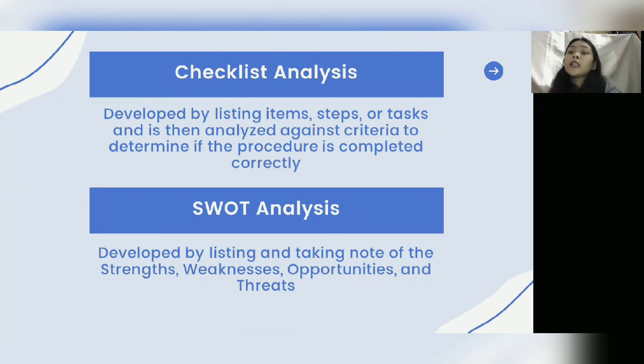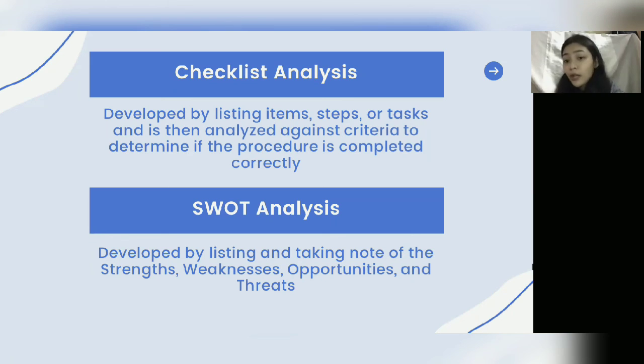So here, you will list the items or steps or tasks you need to analyze in order to know what risks are present in that area and what steps you should take in order to complete the procedure. And by the procedure, we mean the steps to avoid hazard or to avoid harm. Okay, so next is the SWOT analysis.